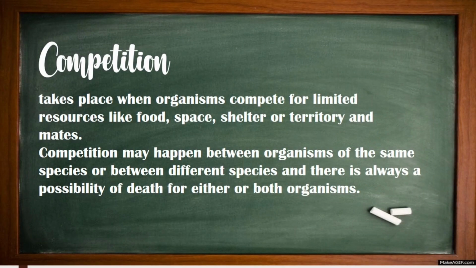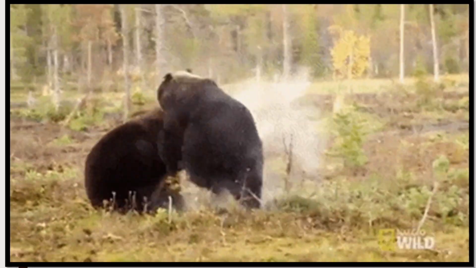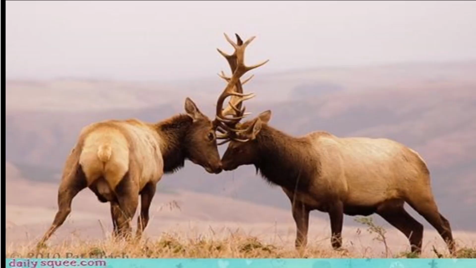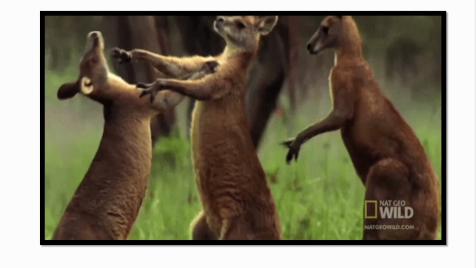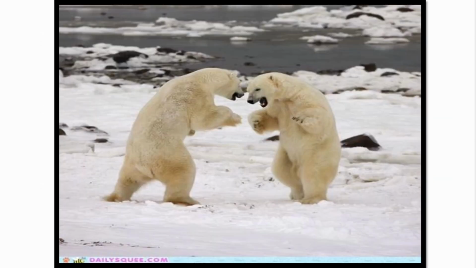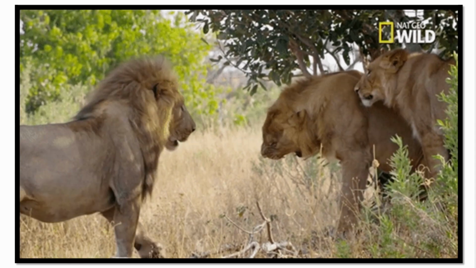And the last ecological relationship that we'll discuss today is competition. Competition takes place when organisms compete for limited resources like food, space, shelter, territory, and mates. In competition, both the organisms involved are harmed or affected negatively. It has a negative effect on the organisms.